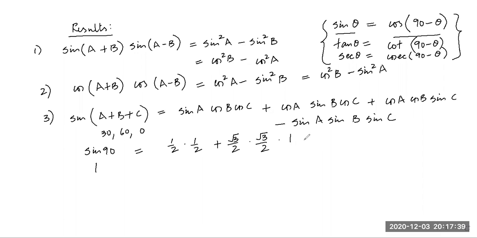Cos 0 is 1. All right, so here also you have seen, fine, it's okay. Into 1. What about cos A? Again, cos 30. Sine 30 is 1 by 2, beta. Cos 30 is root 3 by 2.